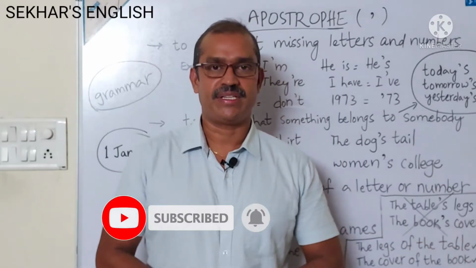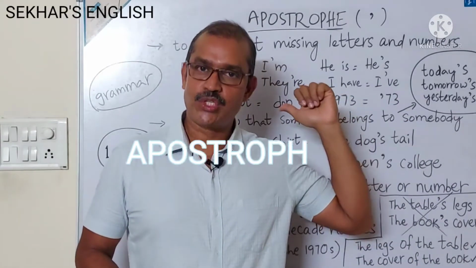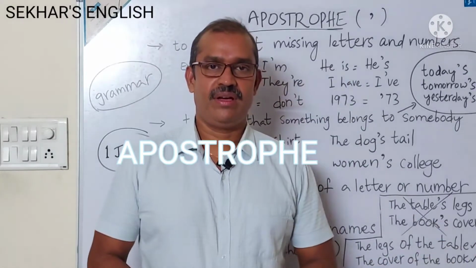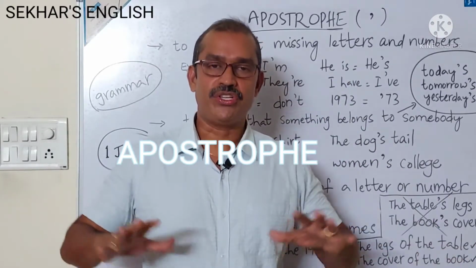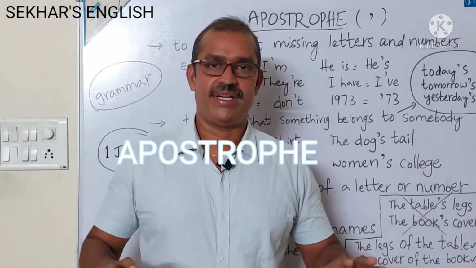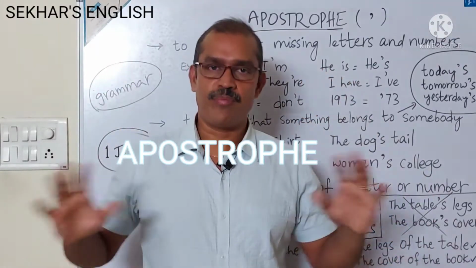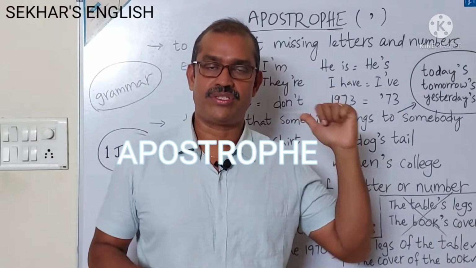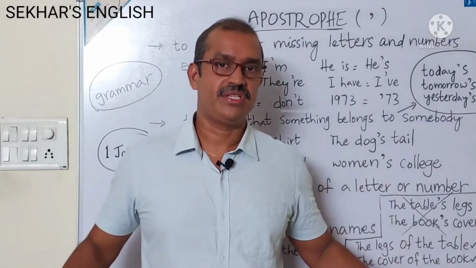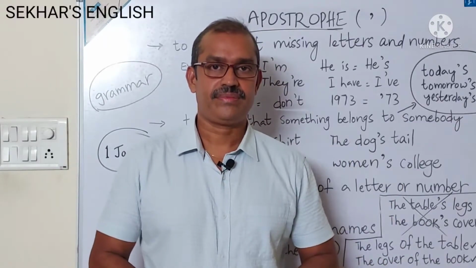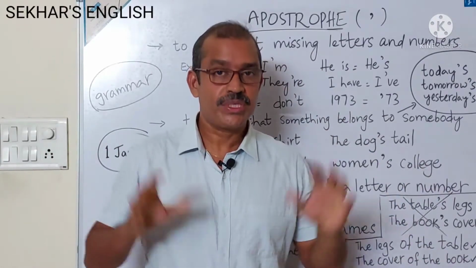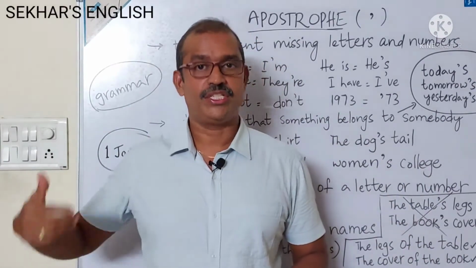Keep learning, keep practicing. Friends, today's topic is apostrophe. What is apostrophe? An apostrophe is a punctuation mark, one of the punctuation marks in the English language. Friends, there is some confusion among people in using apostrophe in our daily life. That's why I'm making this video right now. Let us see how to use it and where to use it in our daily life, especially in written form as well as in spoken form.